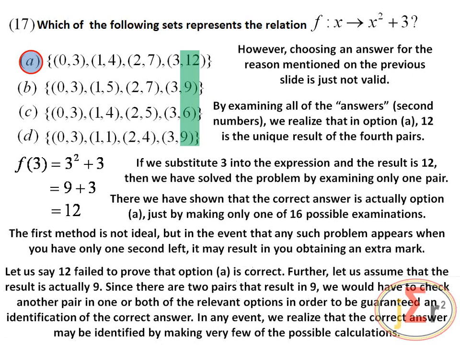In any event, we realize that the correct answer may be identified by making very few of the possible calculations. So if we are using our common sense, we will never ever have to check all 16 of them. As a matter of fact, we can even check just a single one in order that we are guaranteed an identification of the correct answer. And of course, in this particular case, if that fails, we might need to check just another pair, and that would suffice.